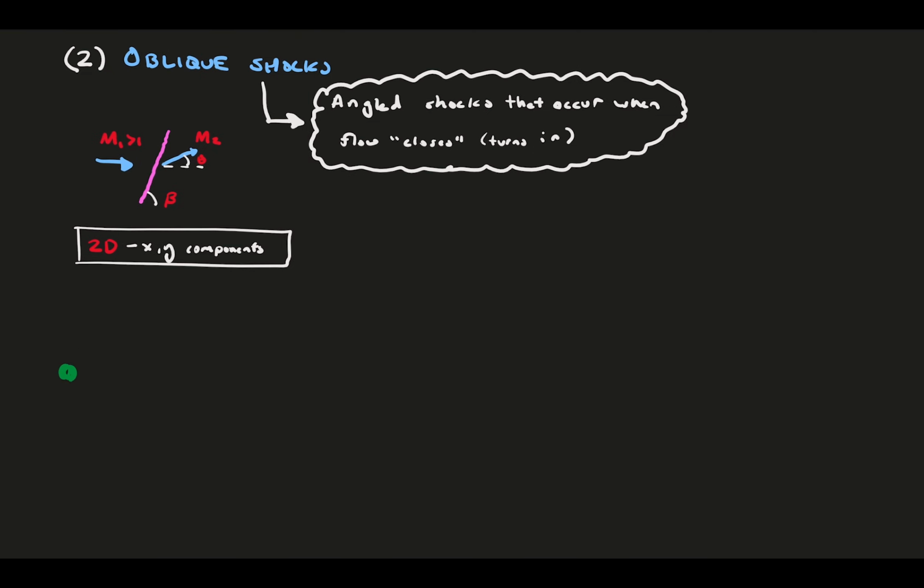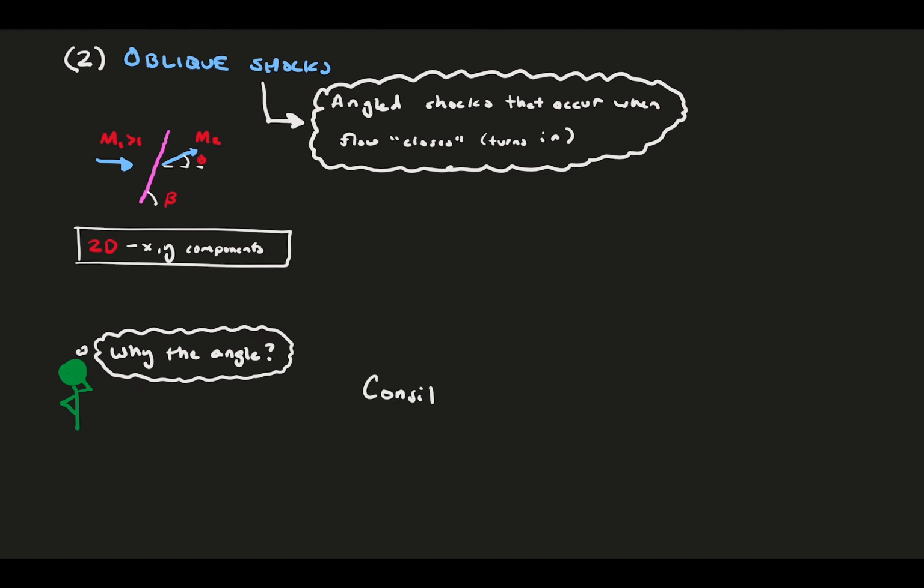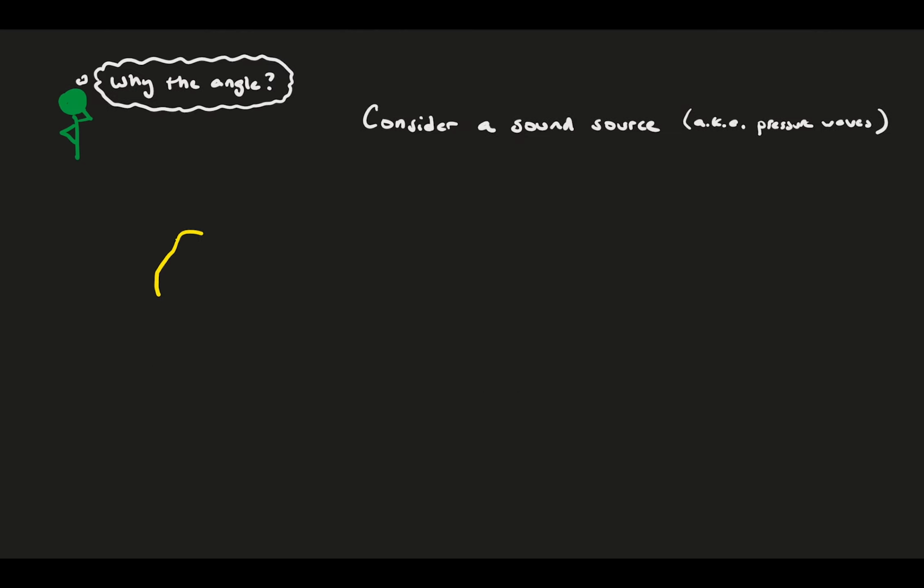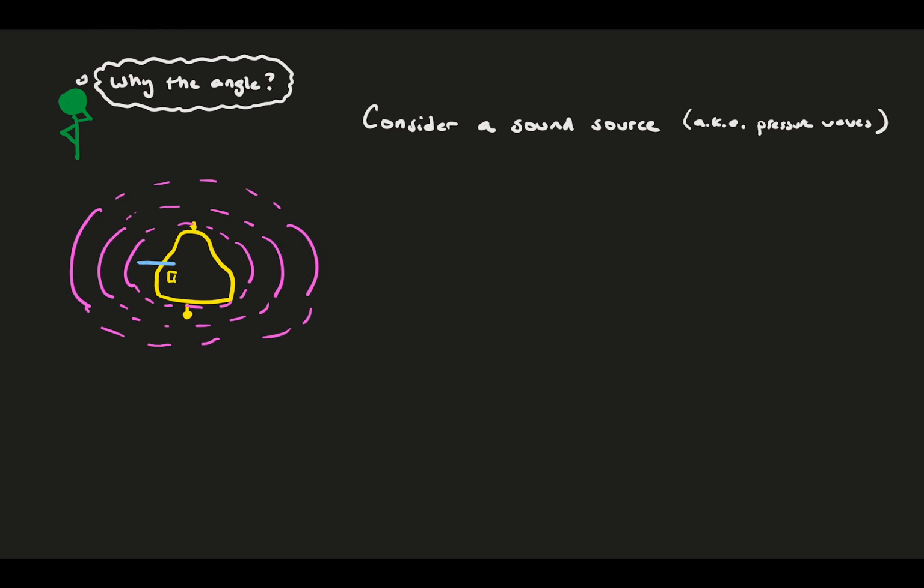Things are 2D now, and now we have two velocity components to consider, with velocity vectors changing direction. Now it's fair to ask why the shock occurs at a certain angle and not necessarily just normal to the flow. Consider a moving sound source like a bell. As the bell rings, it emits pressure or sound waves outward from the source. The bell is moving to the left at velocity u, and the sound waves emit from the bell at sound velocity a.